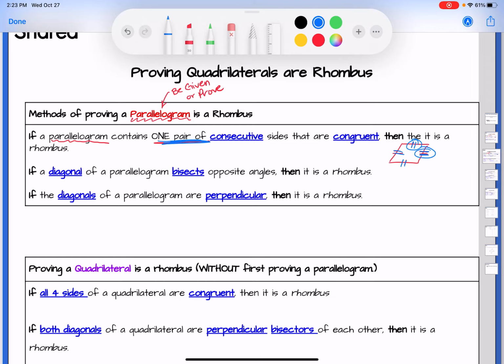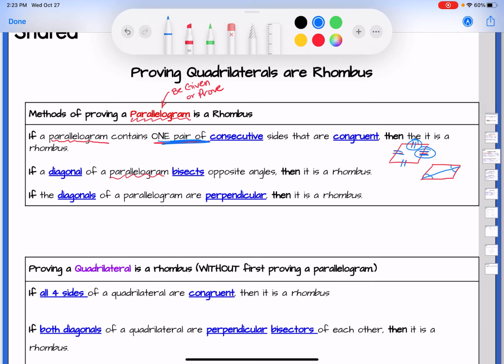All right, the next one says, if I have a parallelogram, so I already know that I have a parallelogram, and one of the diagonals bisects the opposite angles. So if I have a parallelogram, then those angles are congruent, right? But if I have a parallelogram and one diagonal bisects the opposite angles, then it has to be a rhombus.